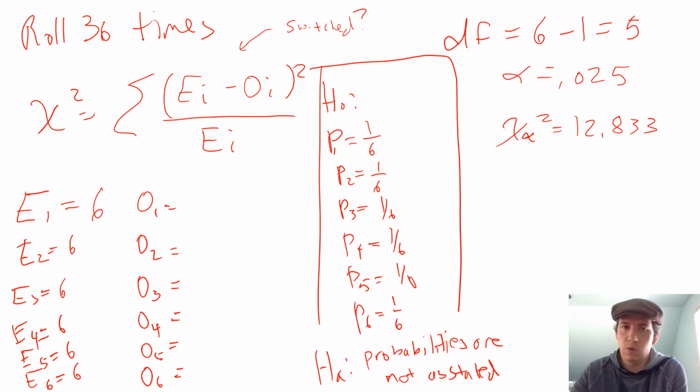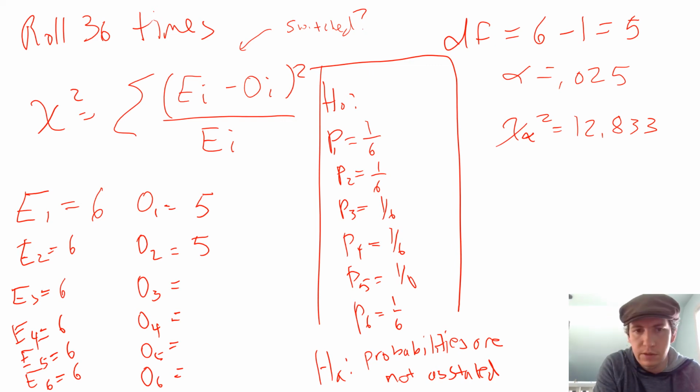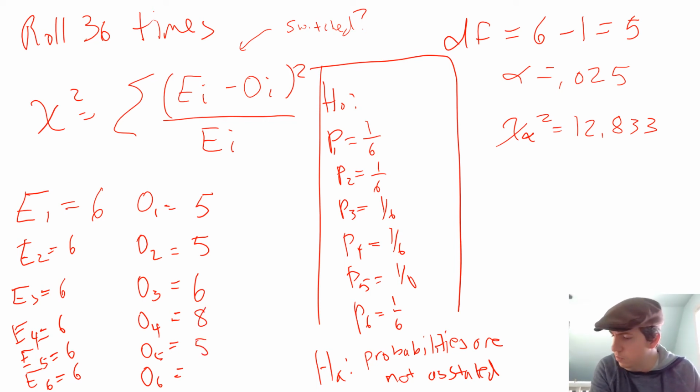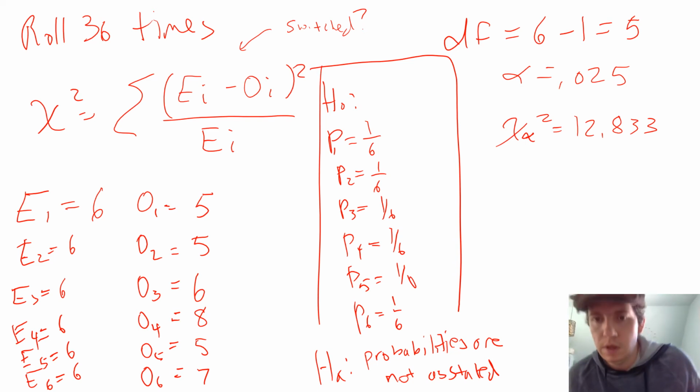For the observed 1s, we got 5. For the observed 2s, we got 5. For the observed 3s, we got 6. For the observed 4s, we got 8. For the observed 5s, we got 5. And for the observed 6s, we got 7. 5, 10, 16, 24, 29, 36. So we got 36 there.